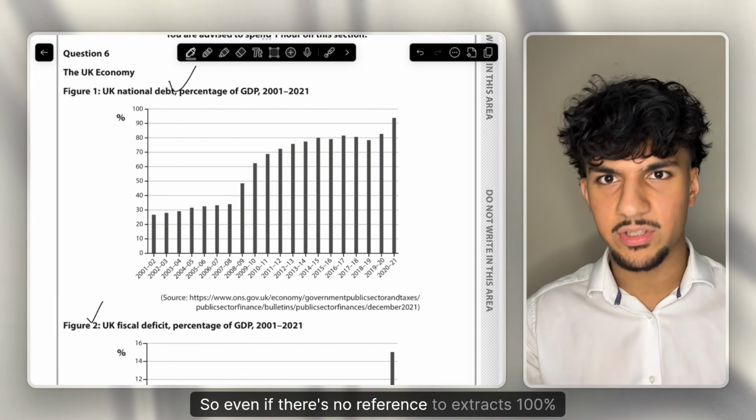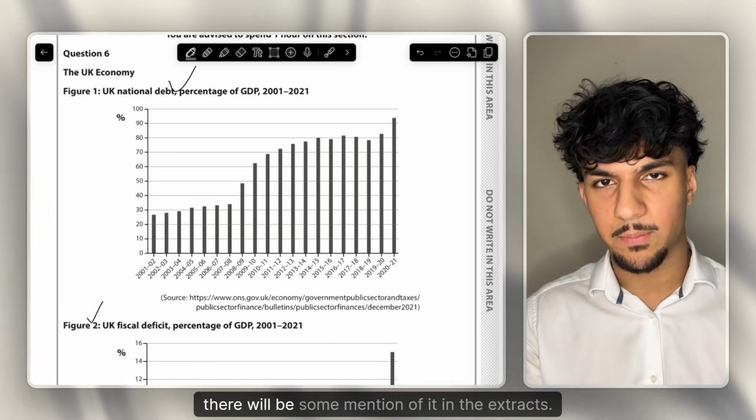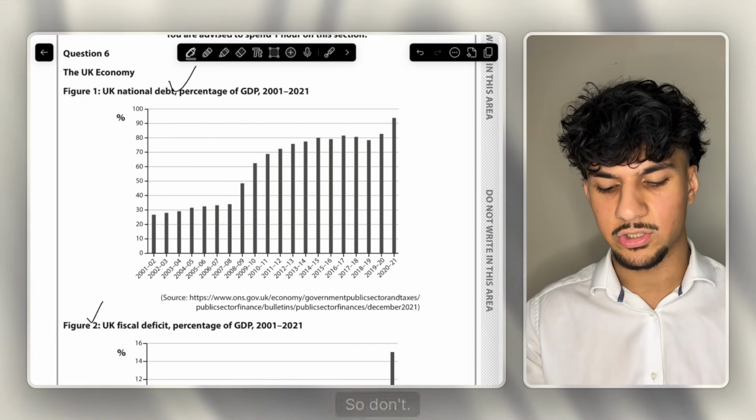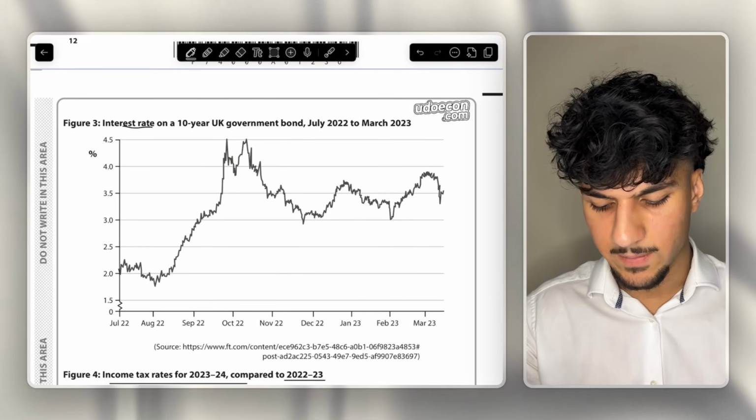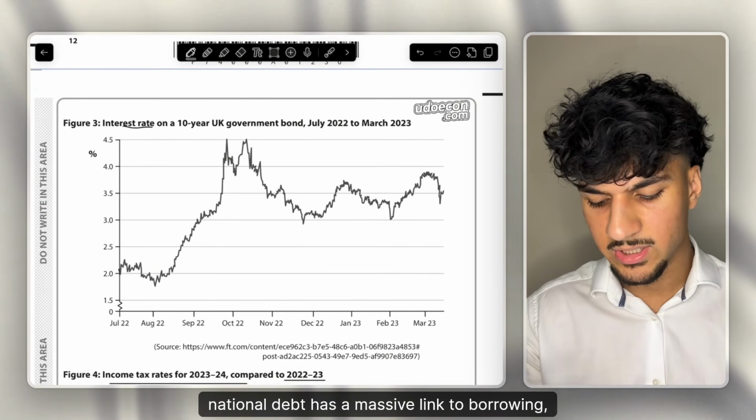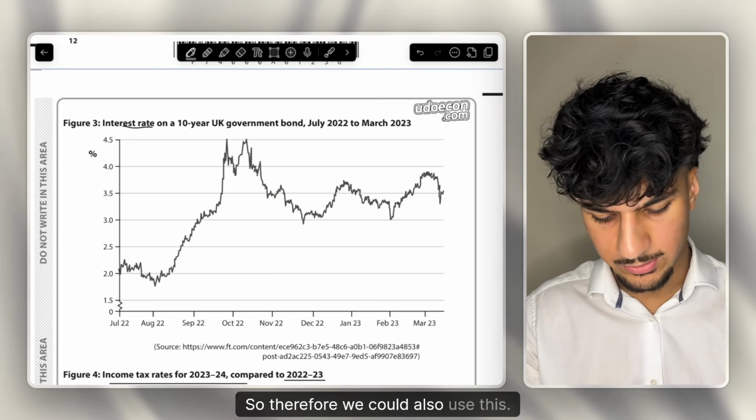So even if there's no reference to extracts, 100% there will be some mention of it in the extracts, so do go and look for it. And then, of course, the one I actually missed out, interest rates, since national debt has a massive link to borrowing, to interest rates, so therefore we could also use this.